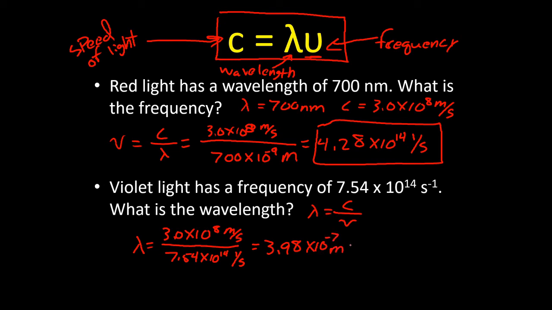It doesn't specifically ask for this, but I'm going to go ahead and convert it to nanometers. That would be 398 nanometers. And you would get that, by the way, by dividing by 1 times 10 to the negative 9. That would give you the wavelength in nanometers.